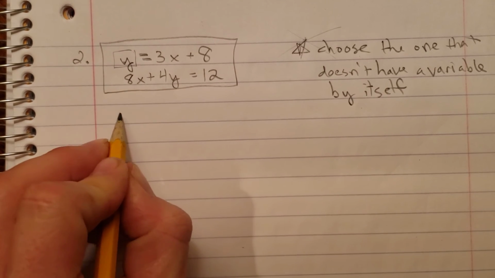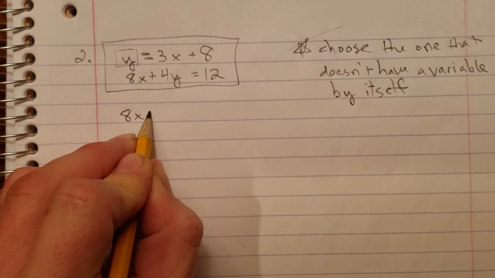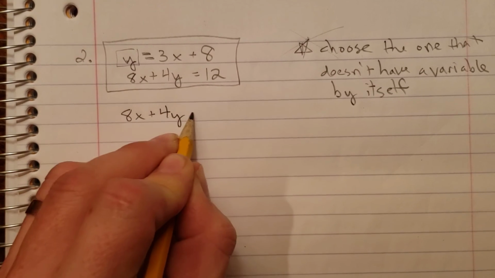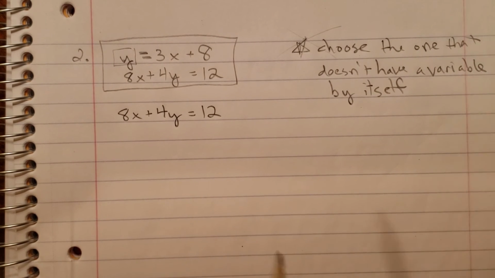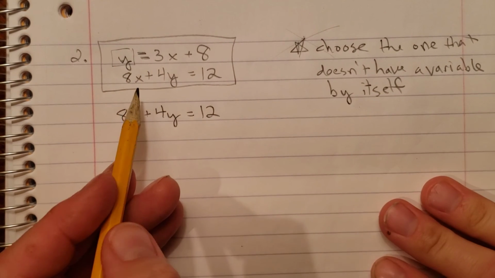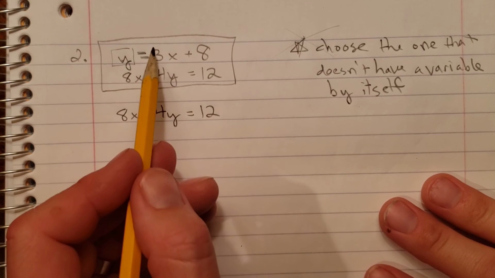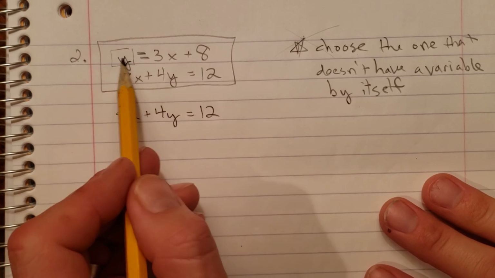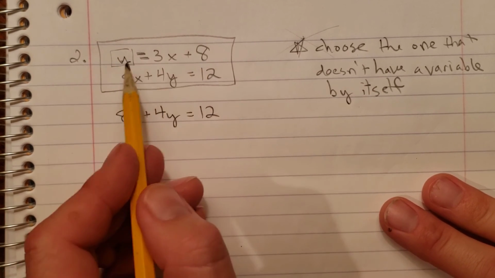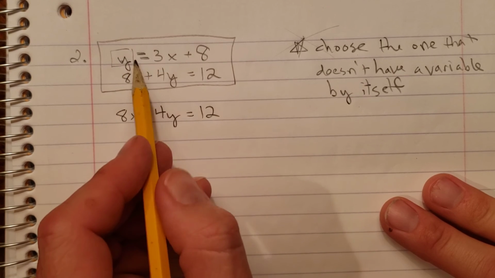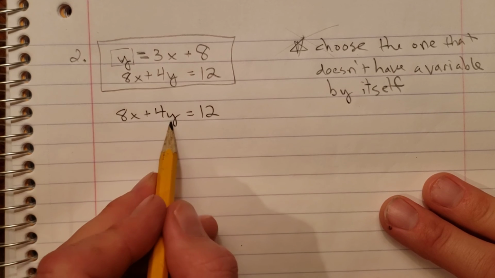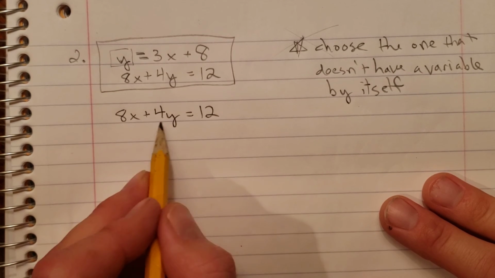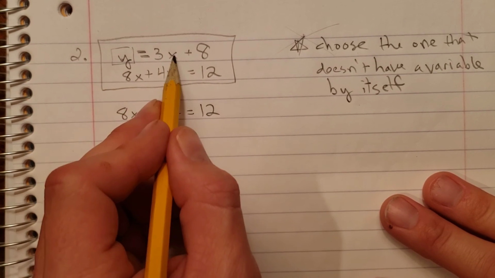So we're going to choose this. Step 1, choose 8x plus 4y equals 12. Step 2 is to substitute in according to the other equation. Wow, this one is crazy. What does y equal? It tells us that y equals 3x plus 8. So wherever we see a y in here, we can replace it with 3x plus 8.